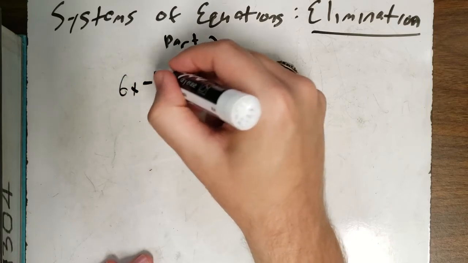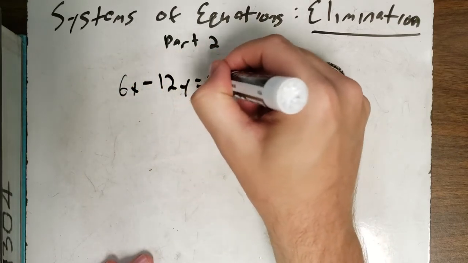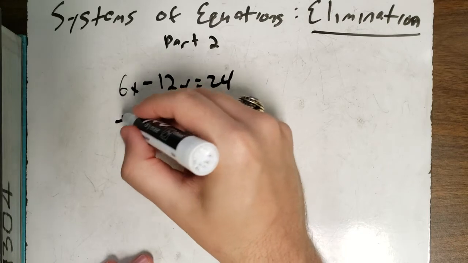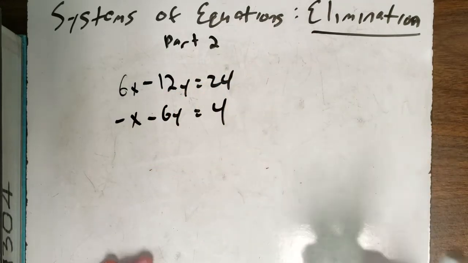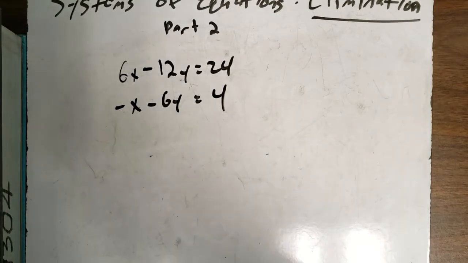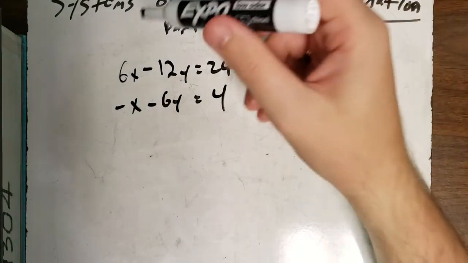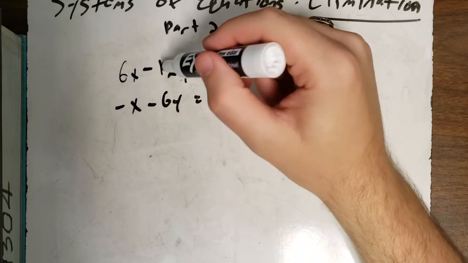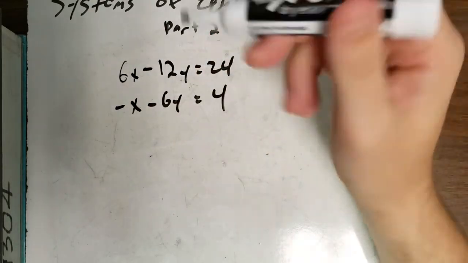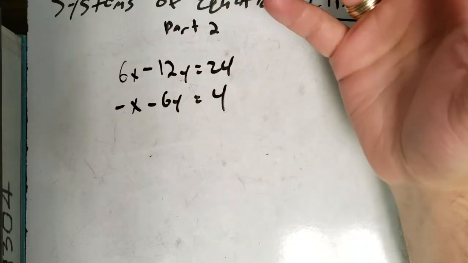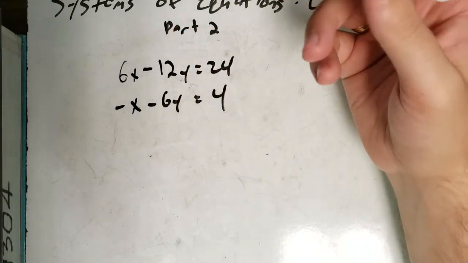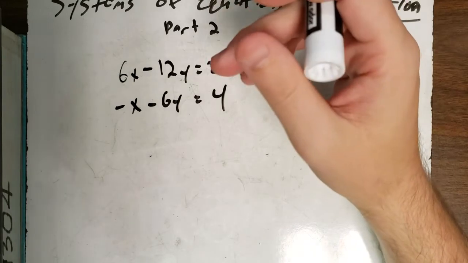6x minus 12y equals 24. Negative x minus 6y equals 4. Now when you look here, look at our x's, we have 6x and negative x, negative 12y and negative 6y. So looking right away, nothing cancels out right away. That's our first question we ask ourselves: what can cancel out right away? Nothing. So move on to the next question.